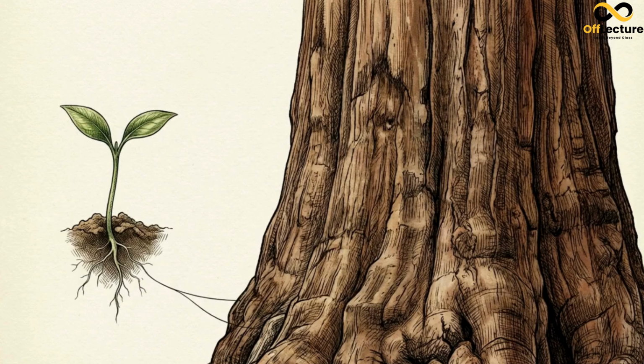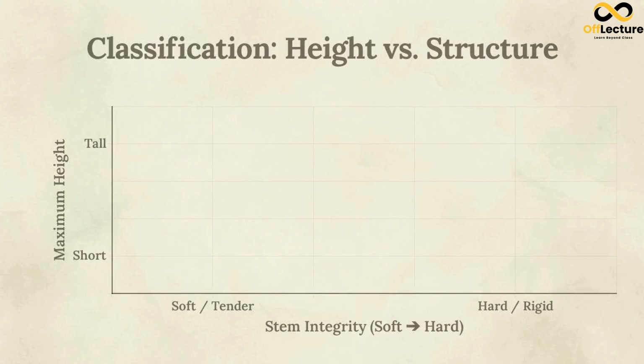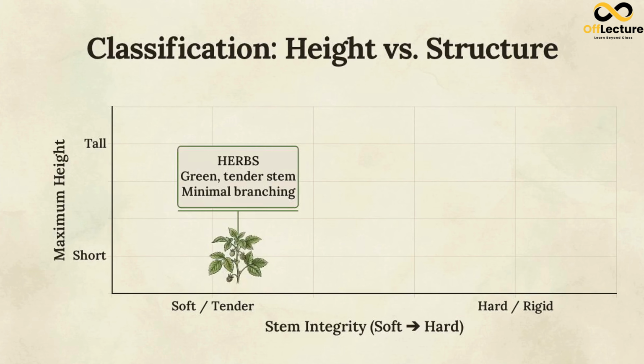Because plants range from microscopic sprouts to massive redwoods, botanists strictly categorize them using two physical metrics: their maximum height and the structural integrity of their stem. The first category is herbs. These are short plants characterized by a green, tender, and soft stem with very few branches. A standard tomato plant is the classic example.